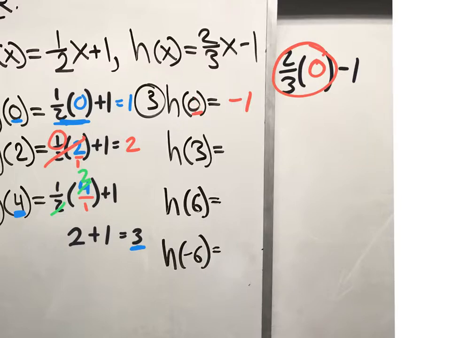Let's plug in 3 into the h function. And as you can see, I'm using parentheses again. Let me plug in the 3. My input's 3.